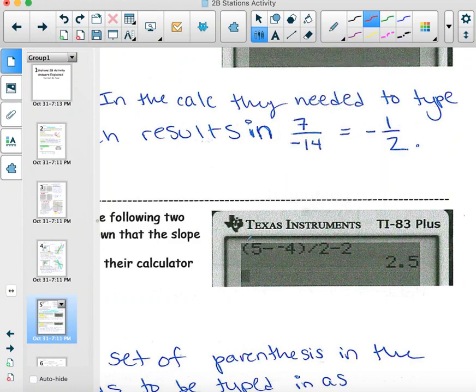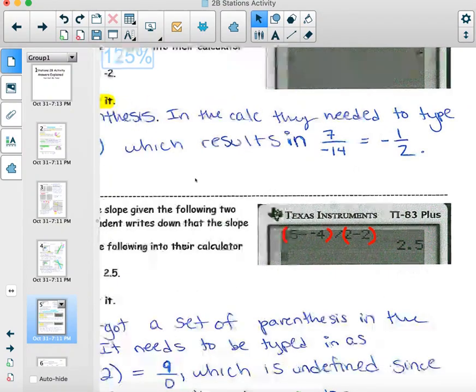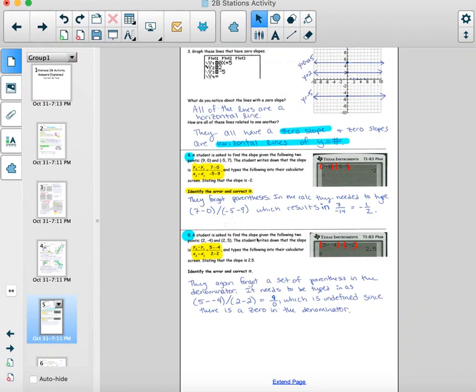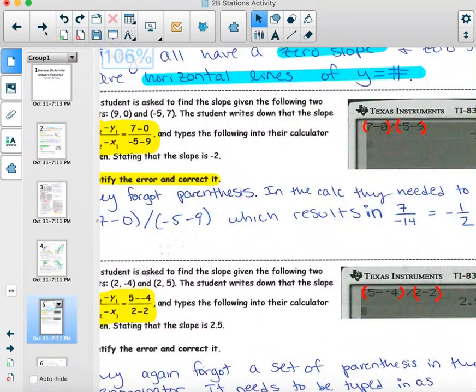I do have my parentheses. So there can't be an error, right? No, no, no, no. We're missing our parentheses here. Oh my goodness. Parentheses, parentheses. Okay? Please, please, please make sure we're double checking your work.